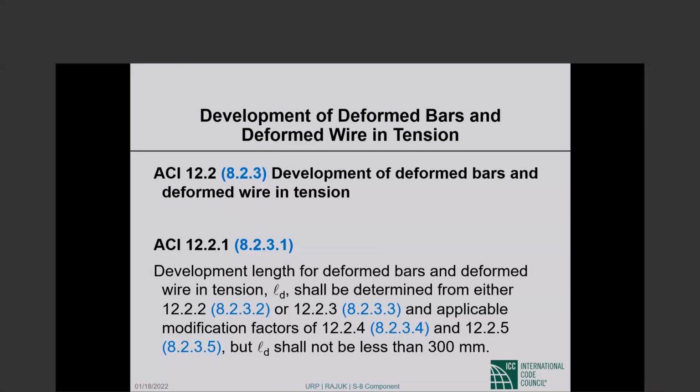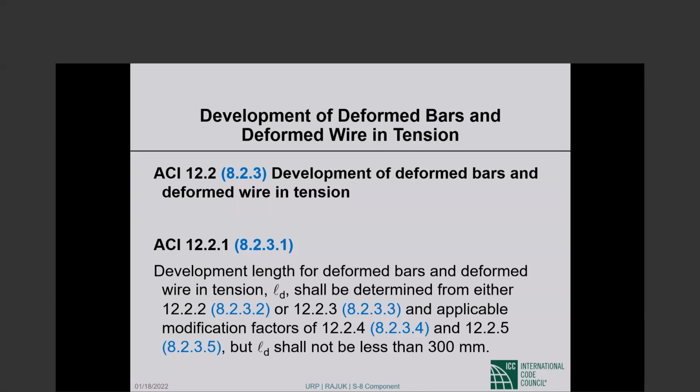Development length of deformed bars, also deformed wire in tension, shall be determined from either this section or that section, and applicable modification factors, etc. Importantly, L sub d shall not be less than 300 millimeters. This is an absolute minimum on development length of deformed bars in tension.